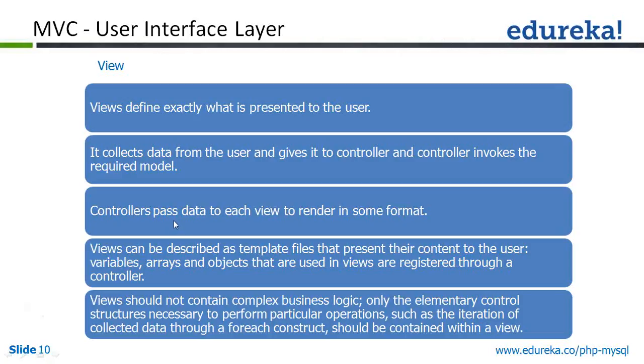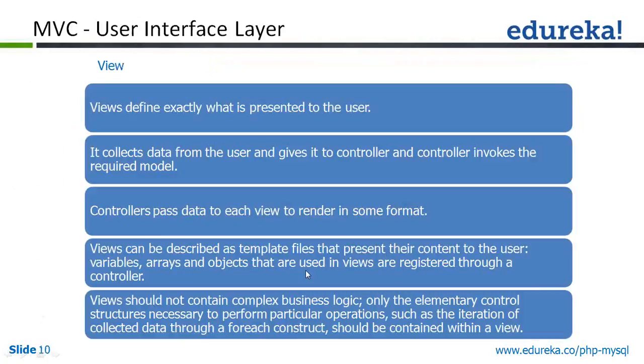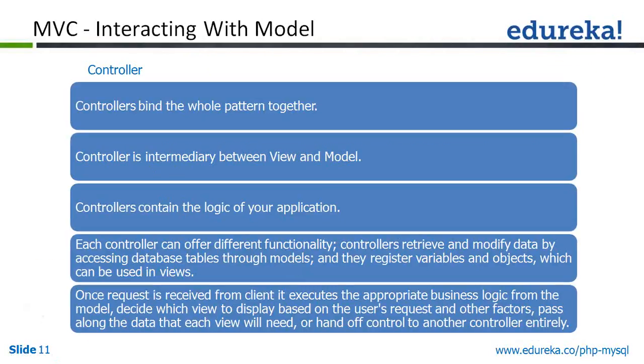That's the diagram we have seen. So the client sends an HTTP request, the controller forwards the data to the model. Model will work with the database, fetch the data or do whatever database operation the controller is asking, give the response back, render the data, and the response will come back to the client view. Controller binds the whole pattern together, an intermediary between the view and model.